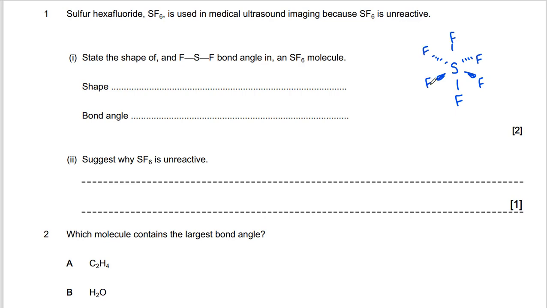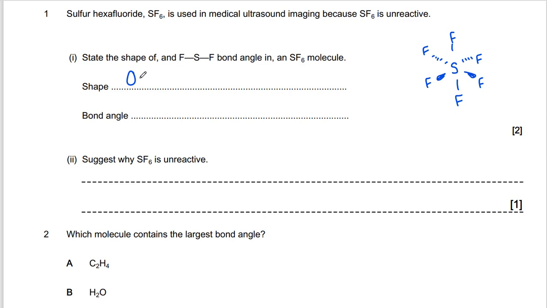Sulfur is one of those many elements where, when you get into period 3 and below, you can get an expansion of the octet thanks to the availability of the d orbital, which is now available to take electrons as well. So a very, very straightforward shape. You'll see this a lot in A2, particularly in the transition metals topic.